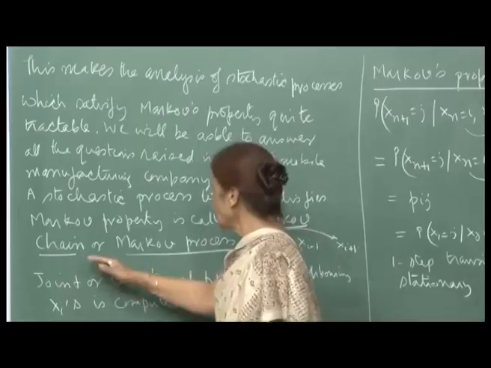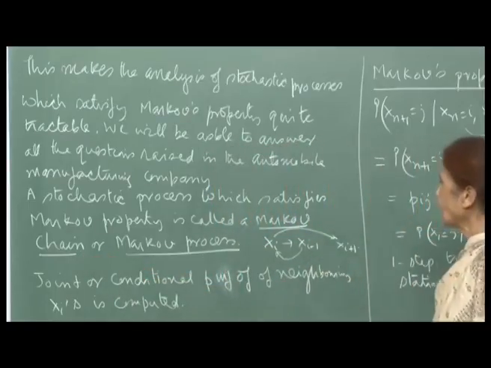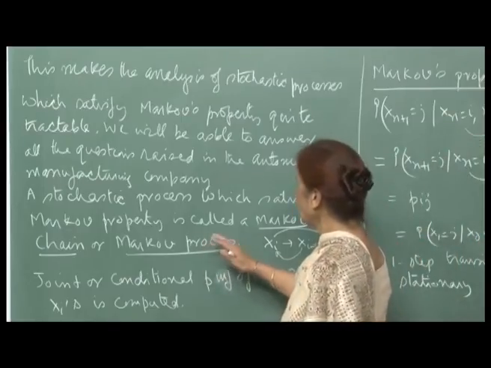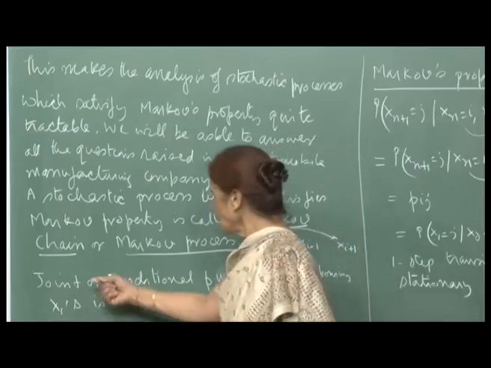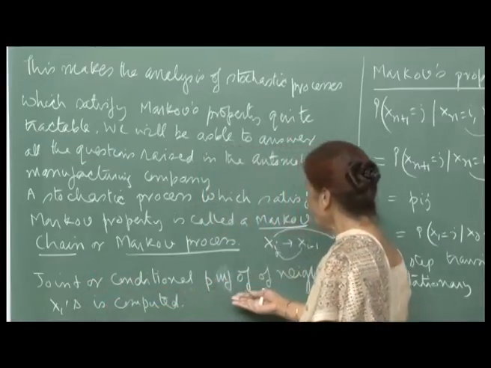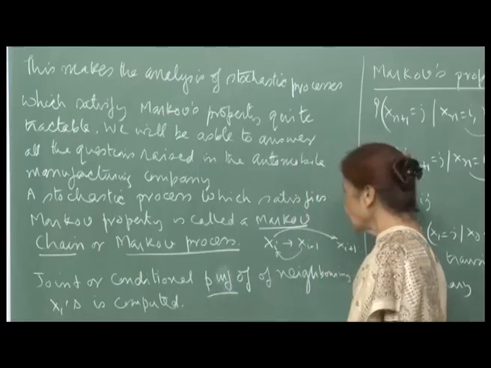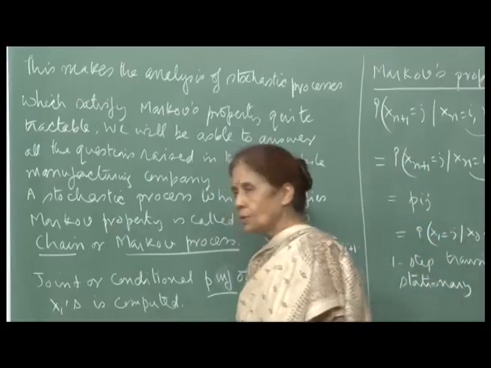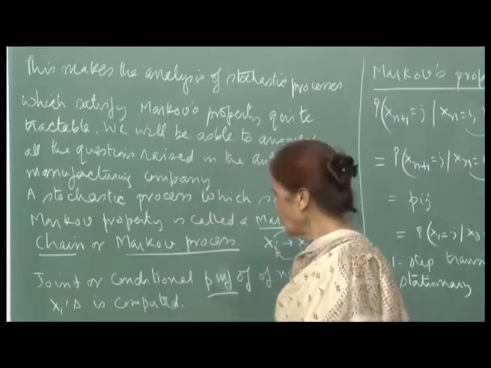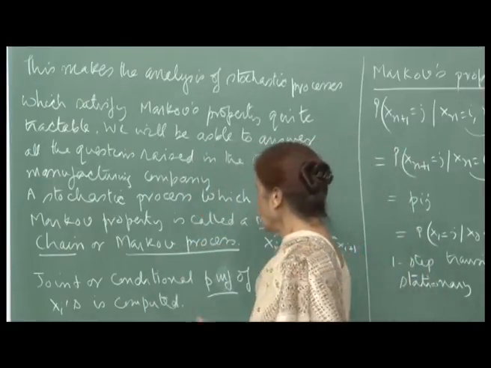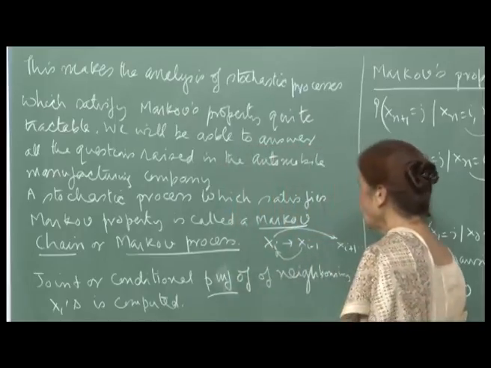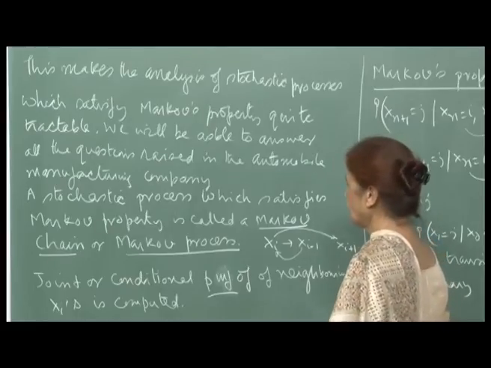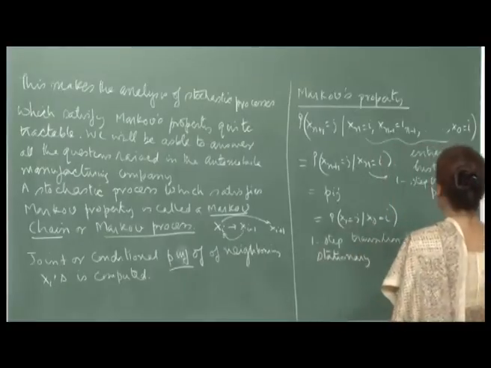So I will be using the word Markov chain or Markov process with the same meaning, synonymously. Now, with the Markov property being satisfied by a process, we just need to compute the joint or the conditional probability mass function. Remember, I am talking about discrete processes. So the joint or conditional PMF of neighboring Xi's is computed. It simplifies, and therefore when you have two variables, you can very easily compute the joint or conditional PMF of two variables, and with that we are able to analyze the process over the long term.